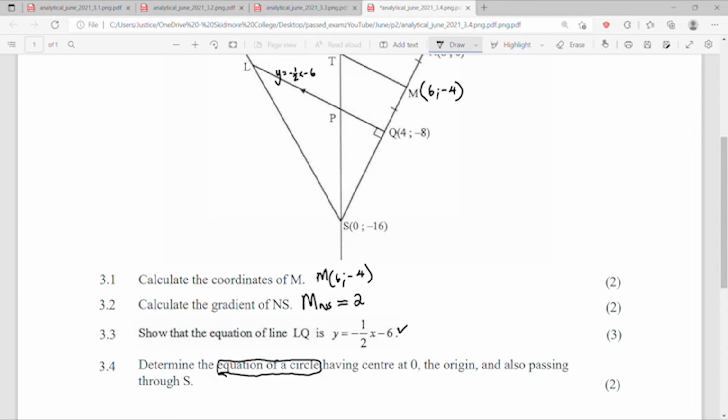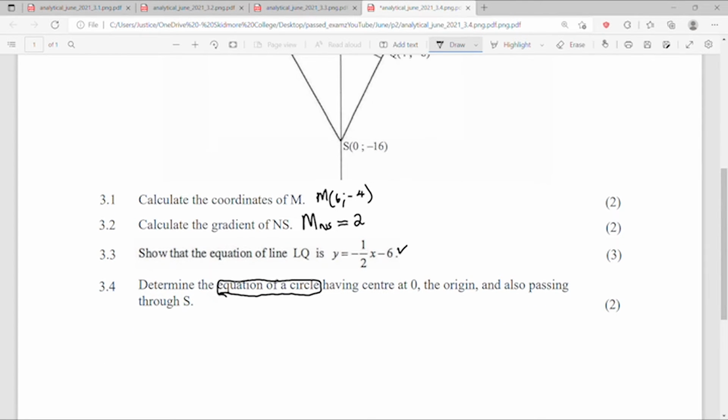Yes, they give it to you in the question paper at the back end, but you need to know that it is the equation of a circle, right? Let's remind ourselves of that. The equation of a circle is (x minus a) squared plus (y minus b) squared is equal to r squared, right?